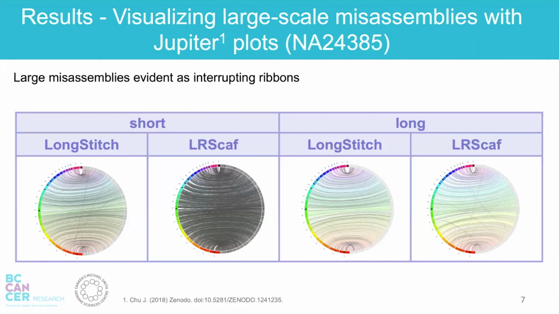We then visualized the assemblies from the previous slide with Jupiter plots. In these plots, large misassemblies are very evident as interrupting ribbons. This is showing the results for NA24385. You can see in both the short and the long read comparisons that LongStitch plots have fewer interrupting ribbons, also indicating that there are fewer large-scale misassemblies.